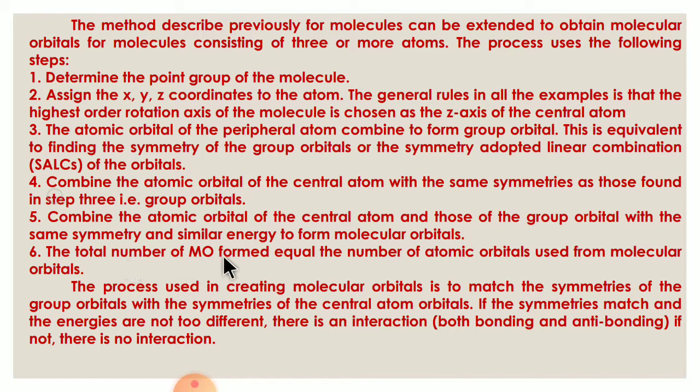The total number of molecular orbitals formed equals the number of atomic orbitals used to form the molecular orbitals. That means the number of atomic orbitals and the number of molecular orbitals are the same. The process used in creating molecular orbitals is to match the symmetries of the group orbitals with the symmetries of the central atom orbitals. If the symmetries match and the energies are not too different, there is an interaction. That means both bonding and anti-bonding interaction. But if not, there is no interaction.